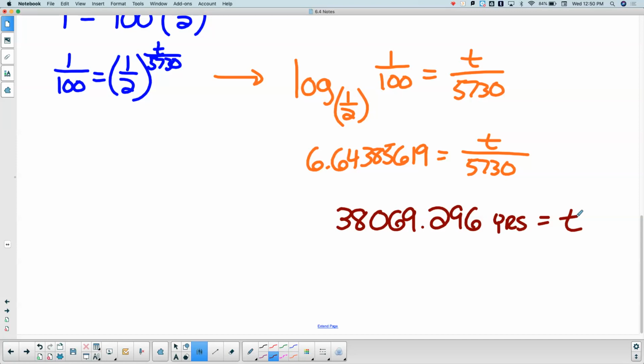Homework sheet for today is going to be salmon. 3 questions.